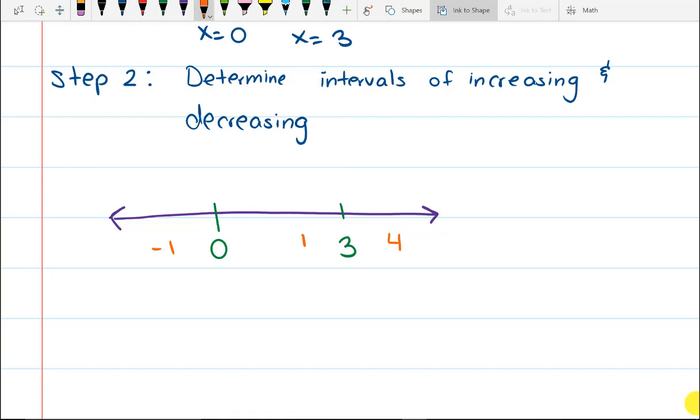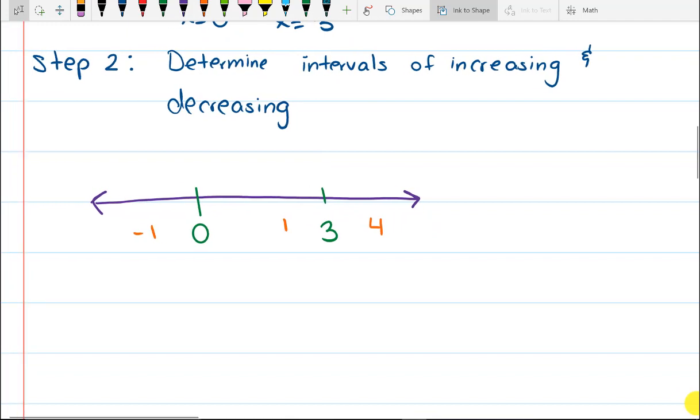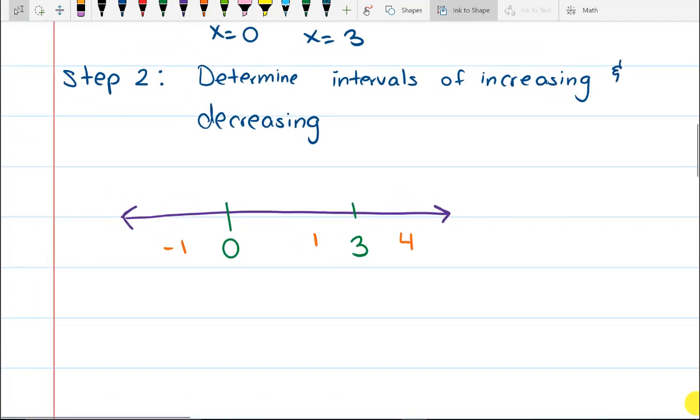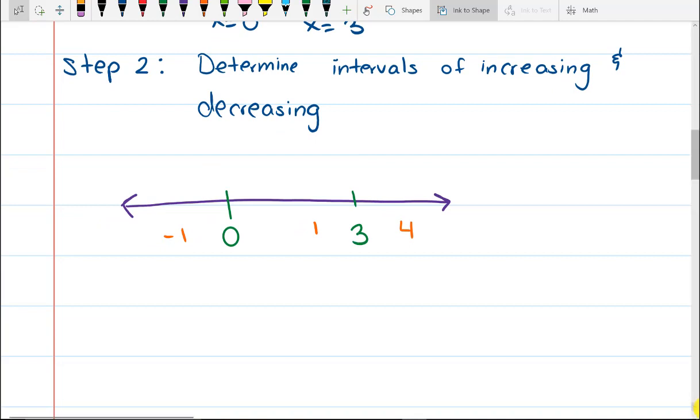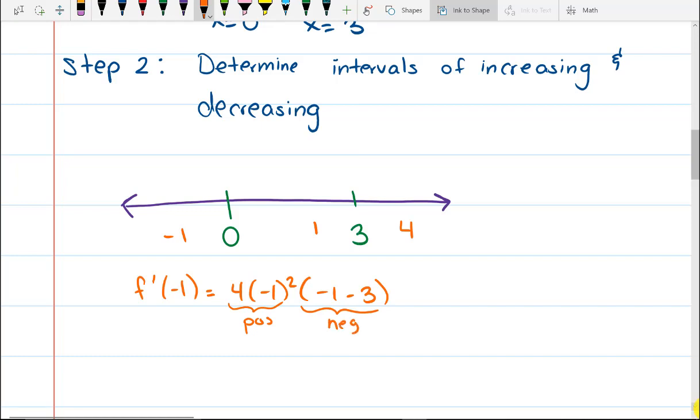There are a couple of ways to determine increasing or decreasing. I'm just going to plug the points into the derivative. If you want, you could use the second derivative test and plug these values in to see what happens. But I'm just going to plug into the derivative. It doesn't seem that hard. f prime of -1 is 4 times (-1) squared times (-1 minus 3). Notice I'm using the factored version because it's very easy to tell if you have a negative or positive sign. For example, this is positive, this is negative, so the whole thing is negative. So it's a minus, so it's decreasing.